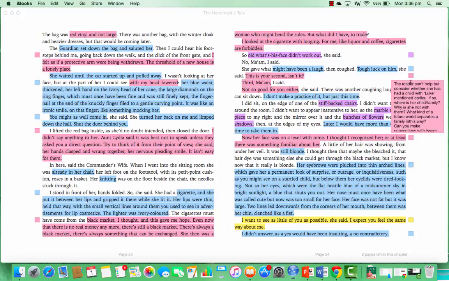The reader can't help but consider whether she has had a child with the Luke mentioned earlier. If so, where is her child and family? Why is she not with them? What kind of a future world separates a family in this way? Can you make connections with issues in our current world?